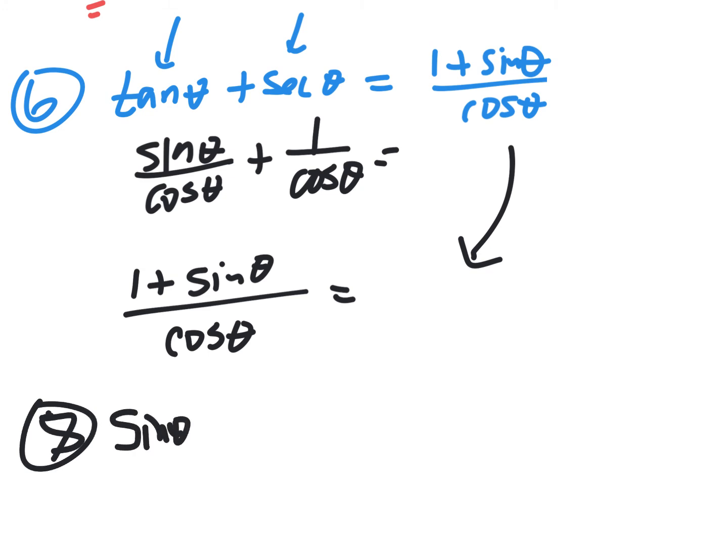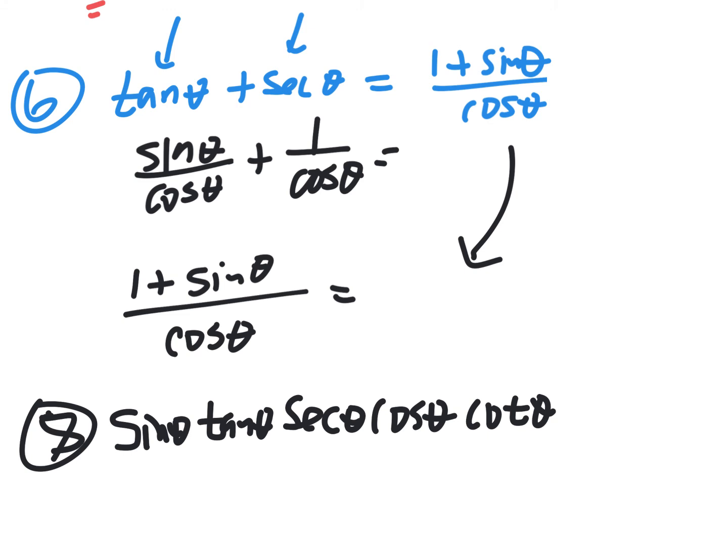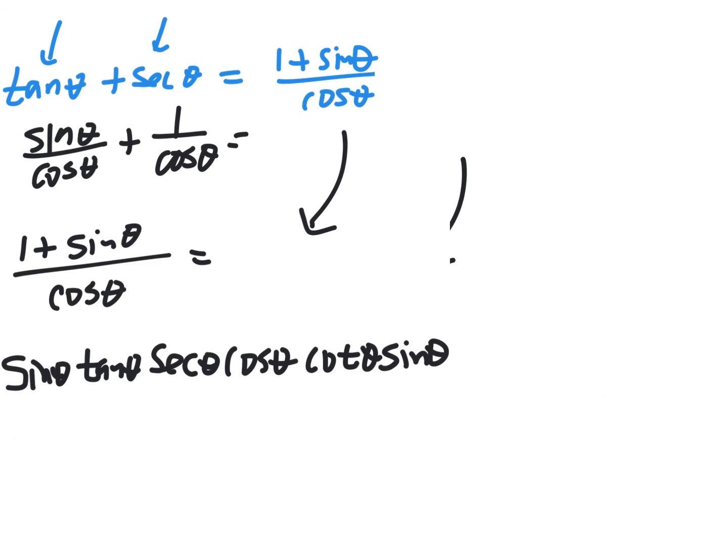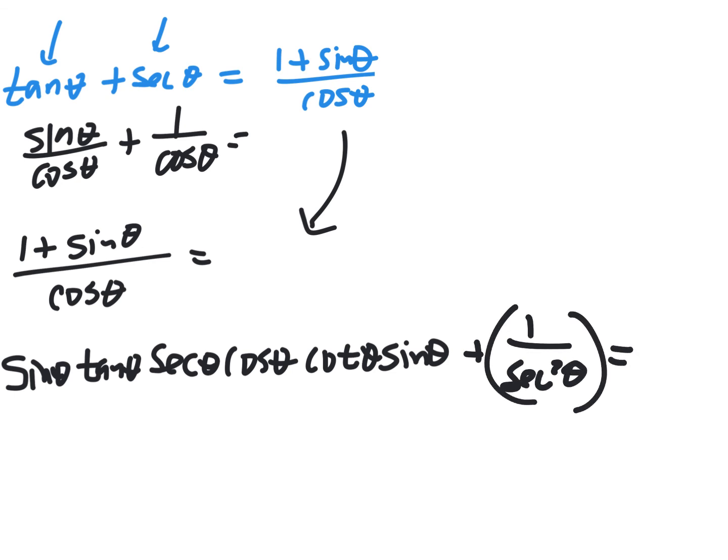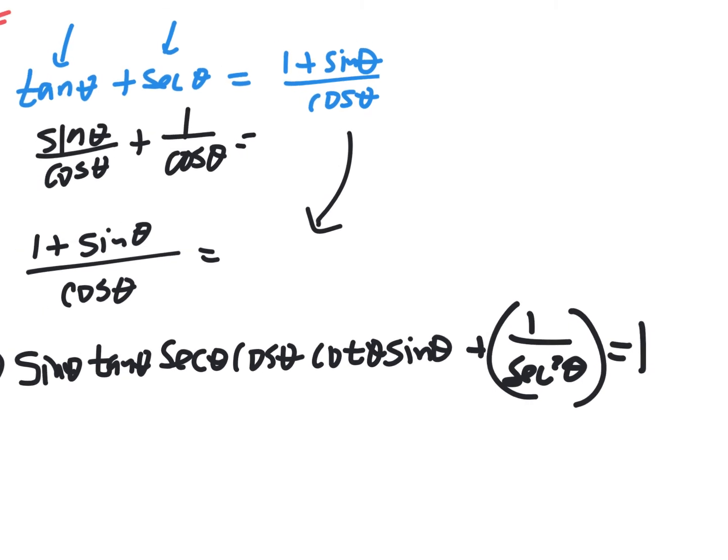Sine theta, tangent theta, secant theta, cosine theta, cotangent theta, sine theta. I know it seems ludicrous. Plus 1 over secant squared. And it all adds up to 1. Prove it.